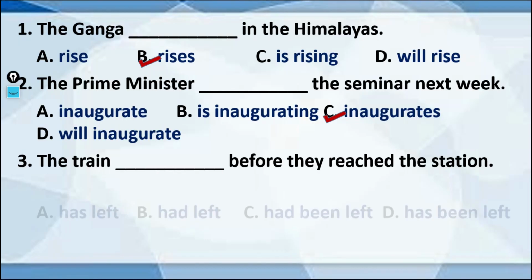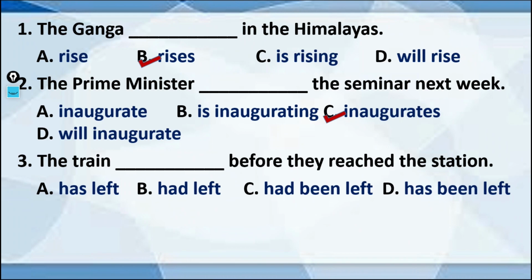Number 3: The train dash before they reach the station. The options are: has left, had been left, has been left. And we have also discussed that when there are two past events, one is earlier, another is later.